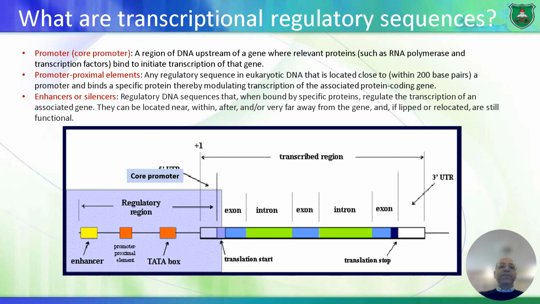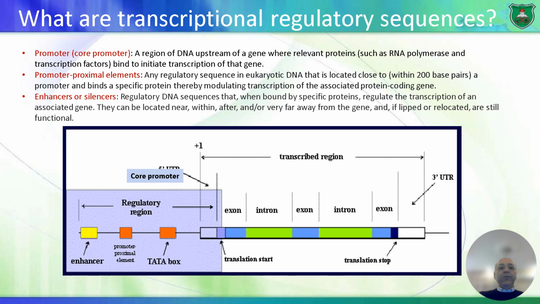So what are the different transcriptional regulatory sequences? Here we're talking about the promoter, the promoter proximal elements, enhancers and silencers. So we have a gene, we have the transcription starting point right here, and right before the transcription start site, we have the different regulatory sequences: the promoter, promoter proximal elements, enhancers, and so on. Now let's say we want to study this region right here. Note that we can have silencers instead of enhancers.